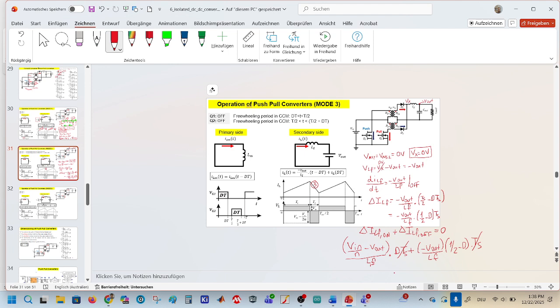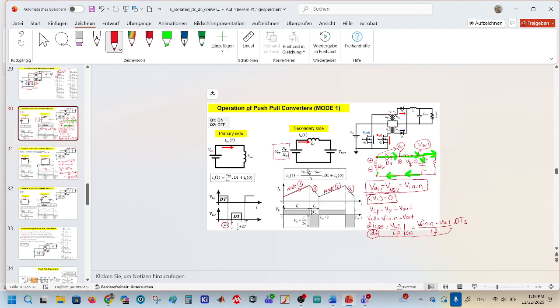We know that the transfer function of the push-pull converter should be equal to that of the forward or buck converter times the turns ratio, and just try to solve this equation here. Wait, I wrote it, V in times N, yeah.